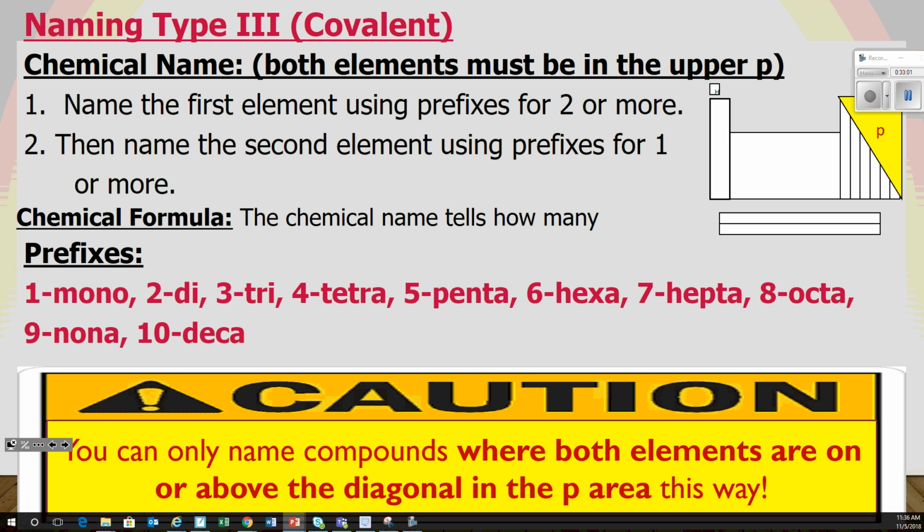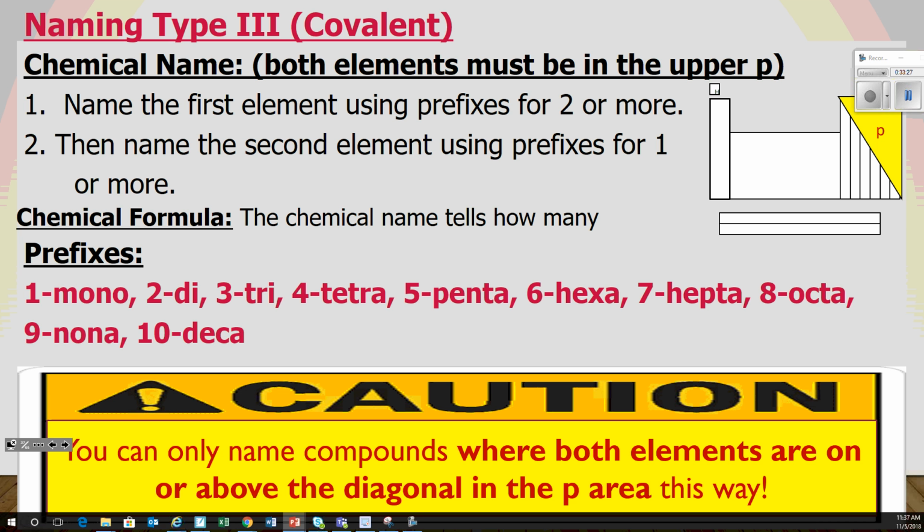What is the name of CO2? Carbon dioxide. What's the name of CO? Carbon monoxide. What are you doing when you're naming them? You're putting a prefix in front of them. Did you put a prefix in front of the first one when you only had 1? But did you put a prefix on the second one when you only had 1?